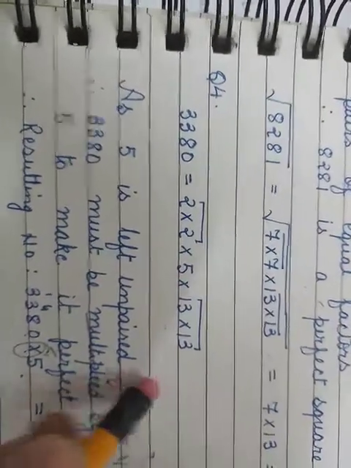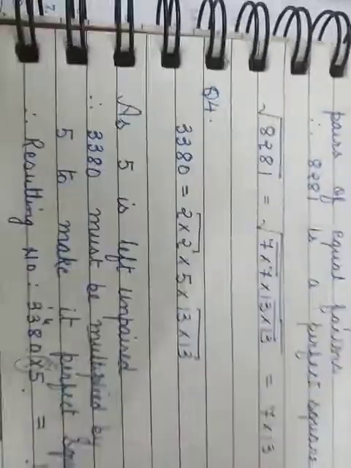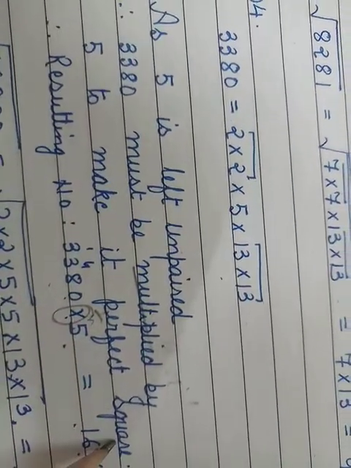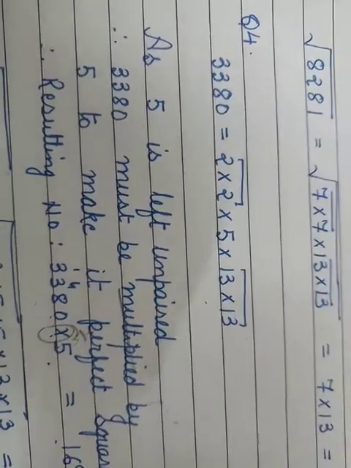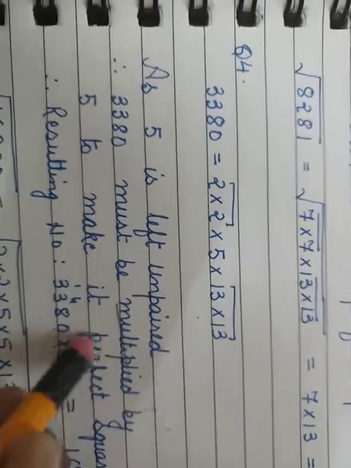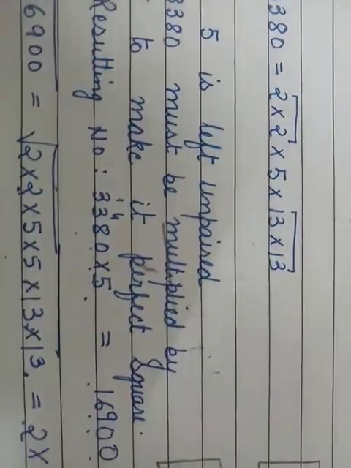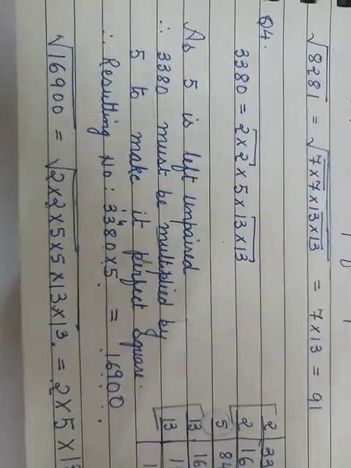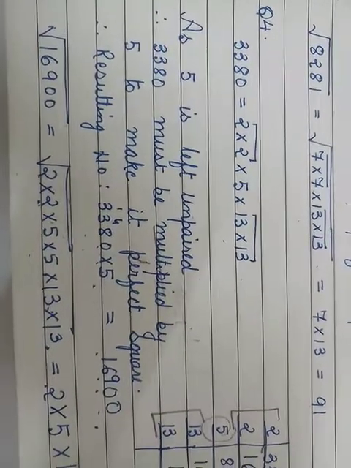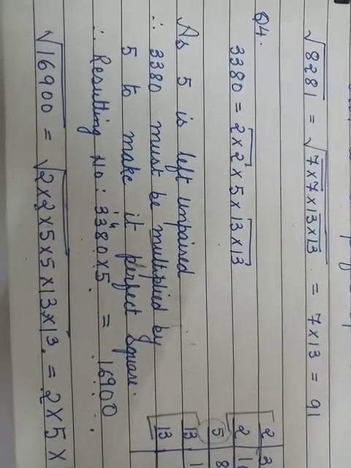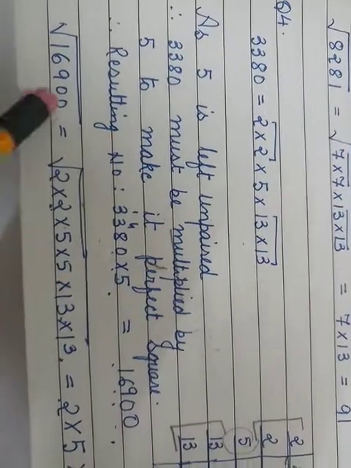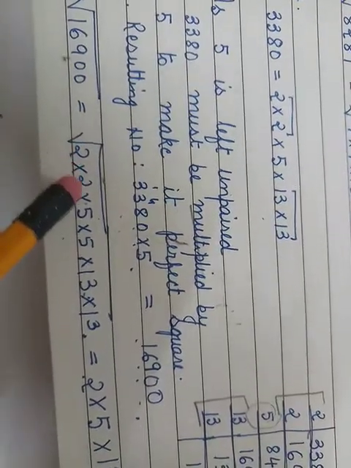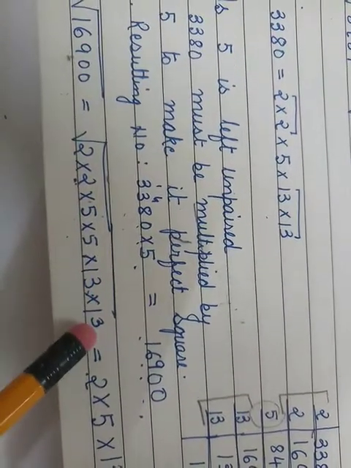multiplied by 5 to make it a perfect square number, and therefore we multiply 3380 with 5. So what we'll get? It is 16,900. So we have multiplied it with 5 to make it a perfect square. This said, the moment it is converted to a perfect square, find the square root also. So we have to find the square root of 16,900. So we can replace it by 2 into 2, now 5 into 5 and 13 into 13.